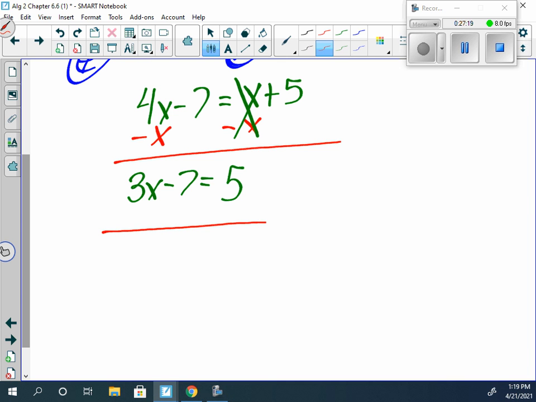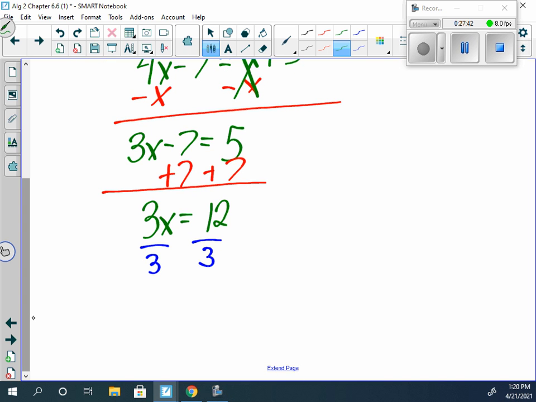Well, we still need to get x by itself, so we can add 7 to both sides, which tells me 3x is equal to, well, 5 plus 7 is 12. And last but not least, we need to divide both sides by 3. So x is equal to 4.